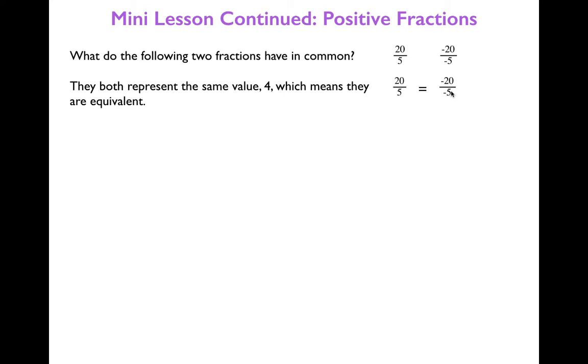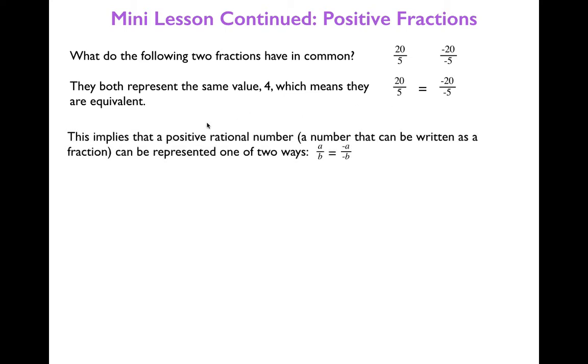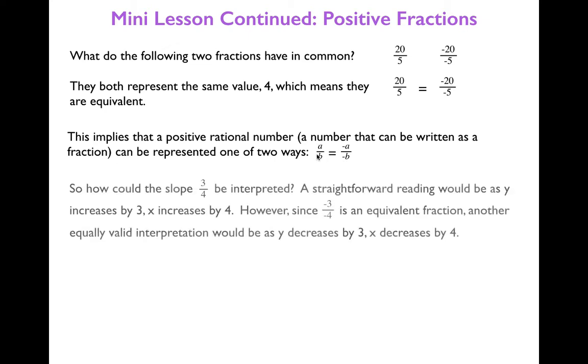So you probably see where I'm going with this. This implies that a positive rational number, or a number that can be written as a fraction, can be represented one of two ways: as a over b, or as negative a over negative b. Now, of course, a over b is the preferred way. All right. So how could the slope 3/4 be interpreted?